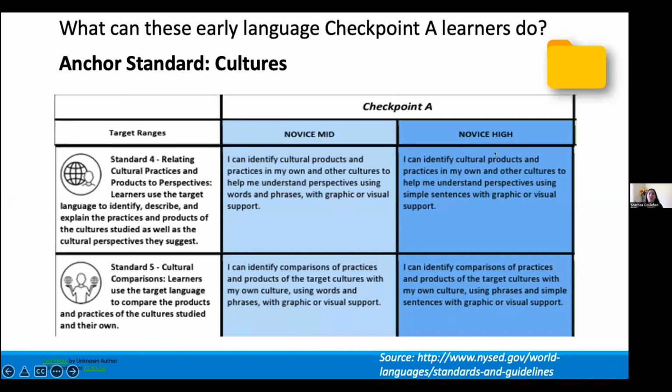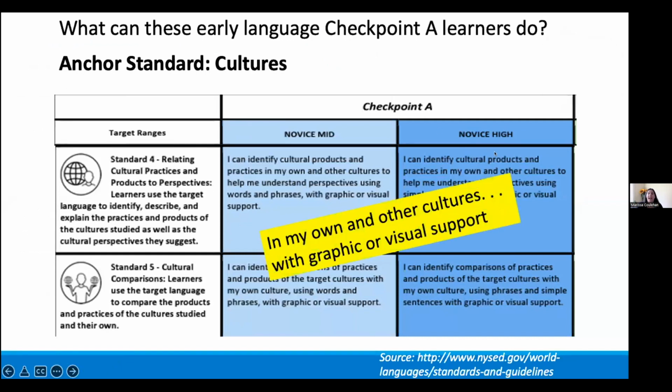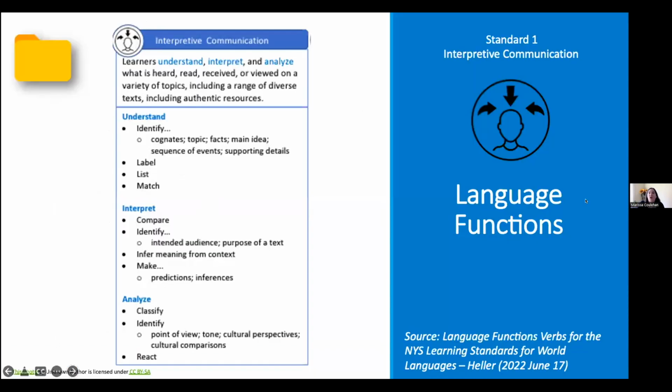And again, we're talking about highly scaffolded lessons in my own and other cultures with graphic or visual support. Everything that we talk about today is going to include some scaffolds and support for our students, because that's what they need where they are at this checkpoint. I'm going to call your attention to that folder here, which is the language functions. You're going to see the interpretive, interpersonal, and presentational language functions here.